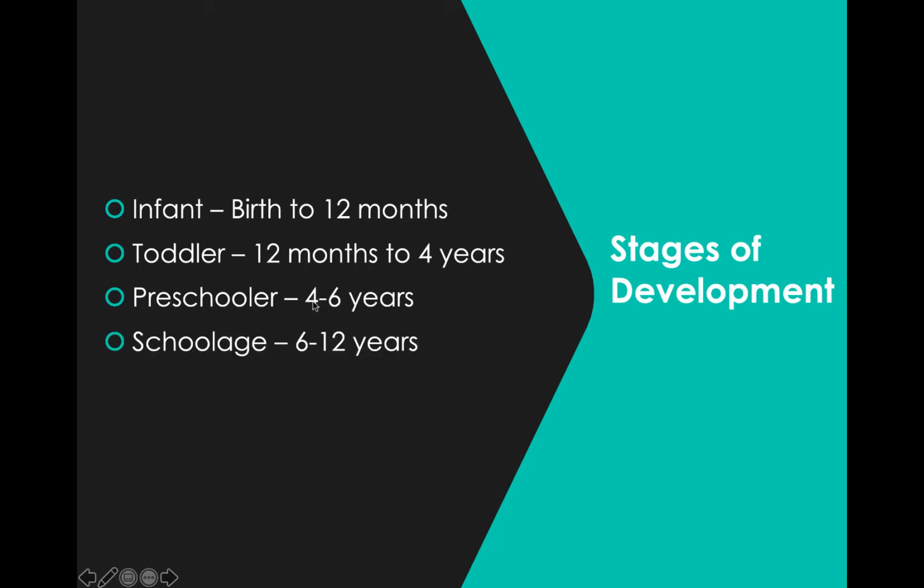Then we have the school age, and they're from 6 to 12, and then adolescence, or the adolescent. And there's another developmental process that happens between school age and adolescent that takes a child from school age to adolescent, and it is puberty or maturation. So those are the 5 stages of development. Hopefully you got those written down.